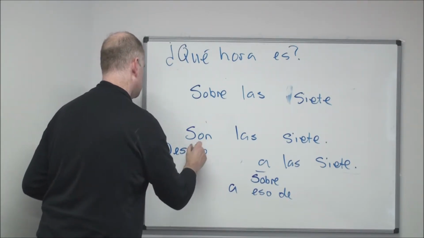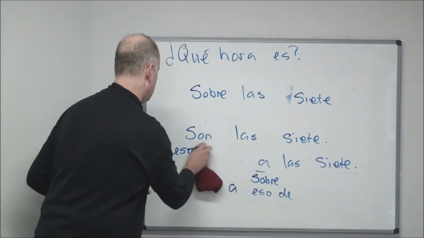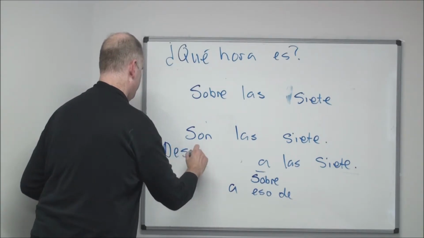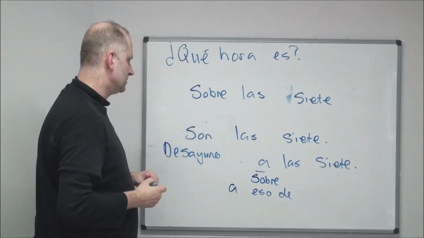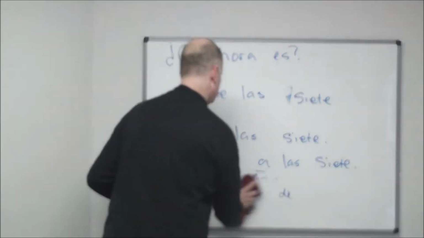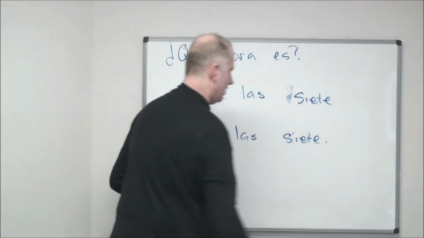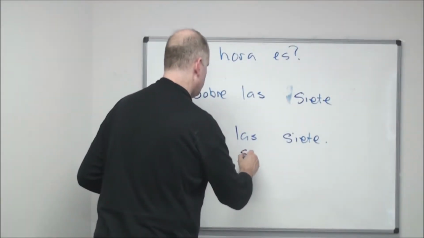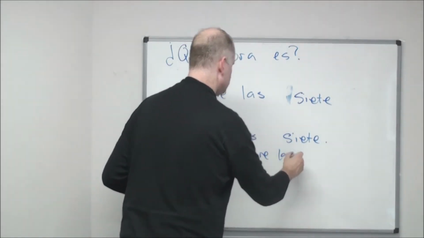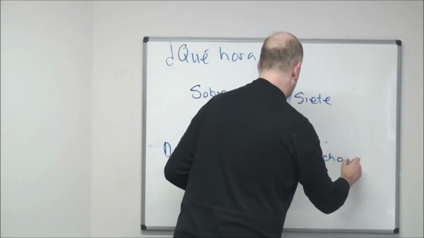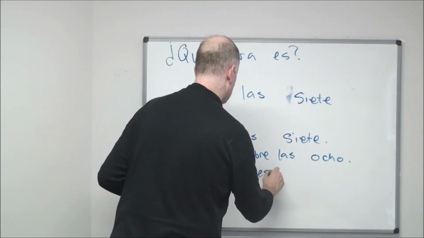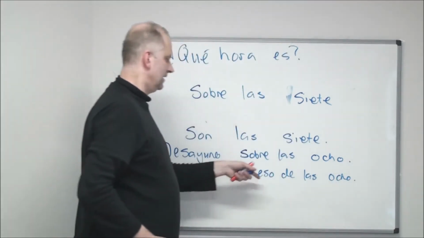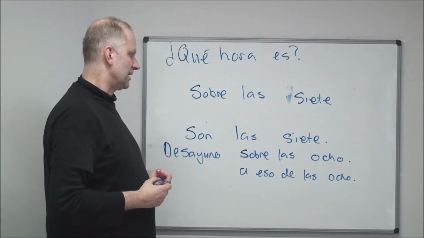Let's say I have breakfast at about 8. Desayuno, I could say sobre las 8 or a eso de las 8. I don't think I've ever said a eso de. I usually use sobre las 8.